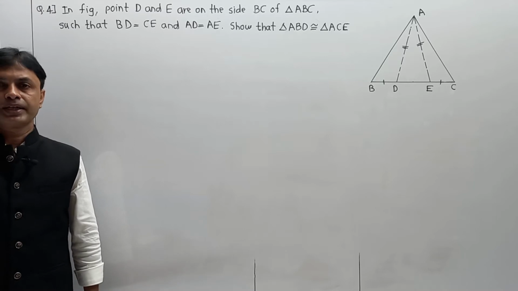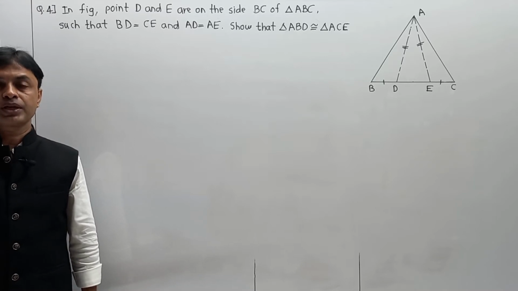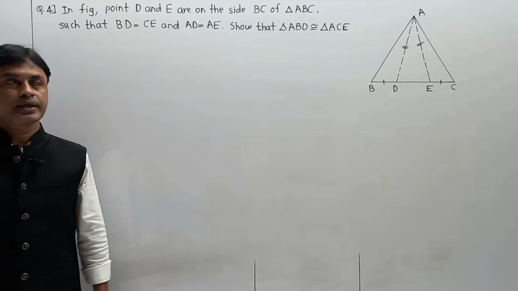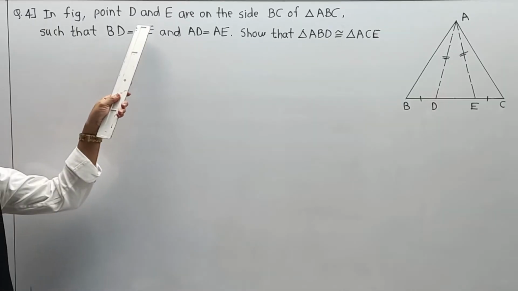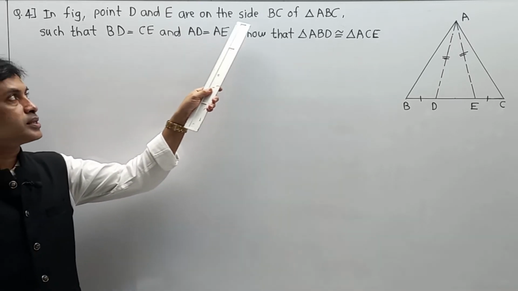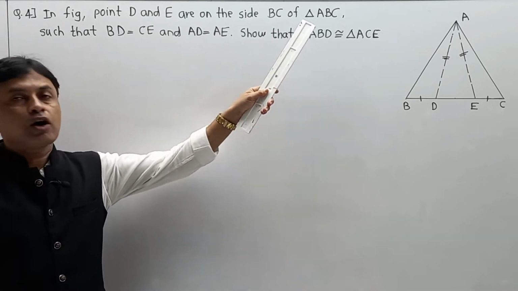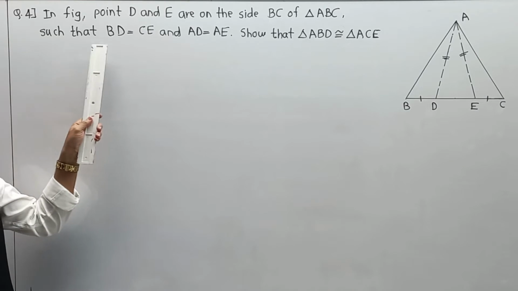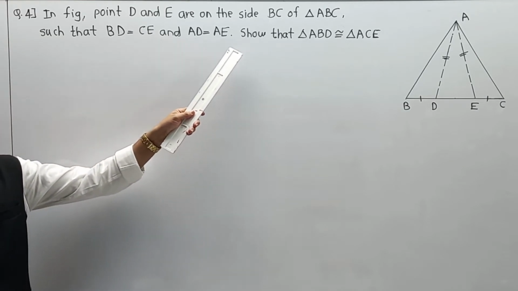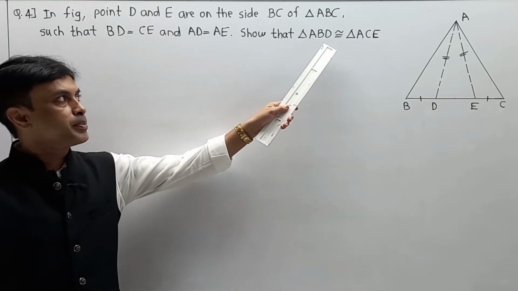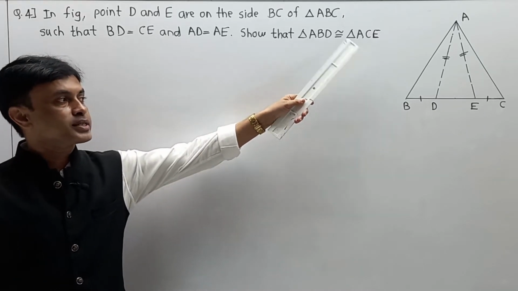Now recently we have completed the third question. Moving to the next question, question number 4. In the figure, points D and E are on the side BC of triangle ABC such that BD is equal to CE and AD equal to AE. Show that triangle ABD is congruent to ACE.